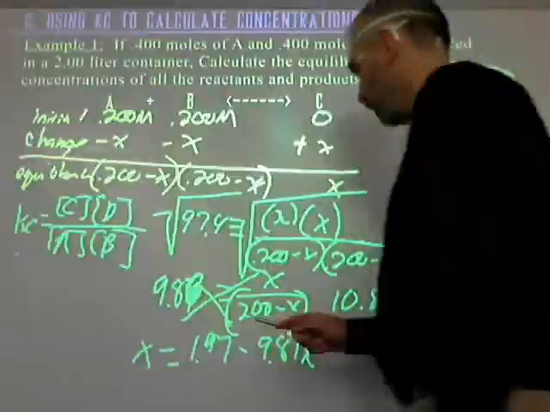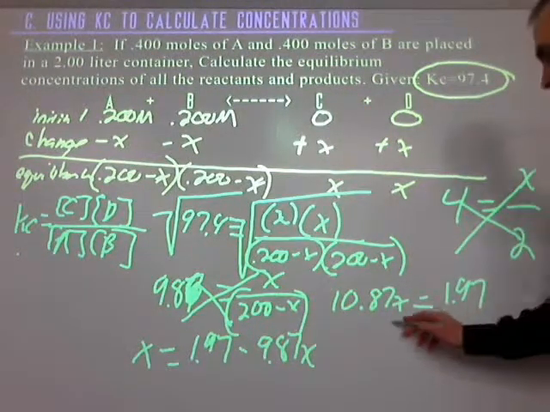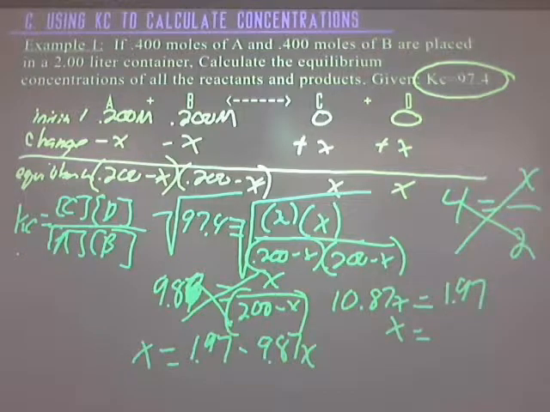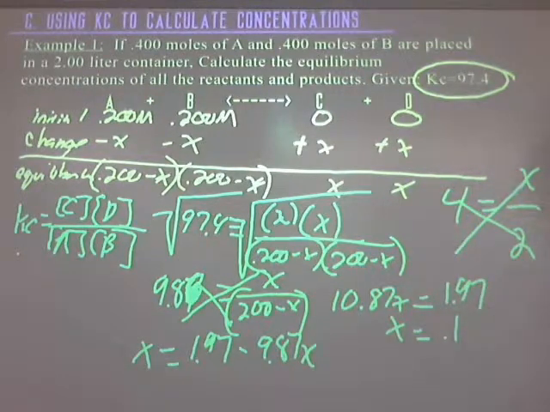10.87x equals 1.97, right? So x would equal those two divided. Divide them out, give me x. Everybody agree, how many significant figures do you want? 0.181. Everybody agree about that, okay? So 0.181, that's what x equals.